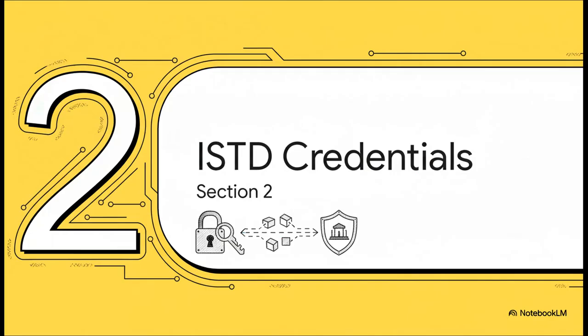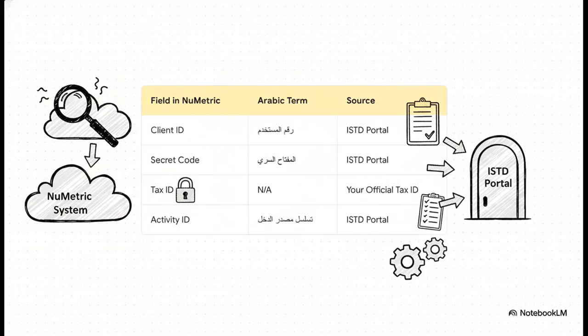Perfect, we're in. Now for the most important part, putting in your official credentials. This is what creates that secure link between NuMetric and the tax department, so getting these details exactly right is absolutely key. Think of this table as your personal cheat sheet. On the left, you've got the field name in NuMetric, like Client ID. And on the right, that's the exact Arabic term you'll find on your official ISTD portal. This means there's no guesswork. You can literally just copy the info straight from the portal and paste it into the right field in NuMetric. Just do a quick double check to make sure it all matches up.